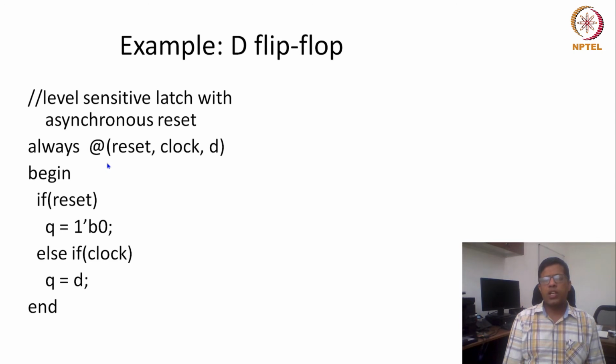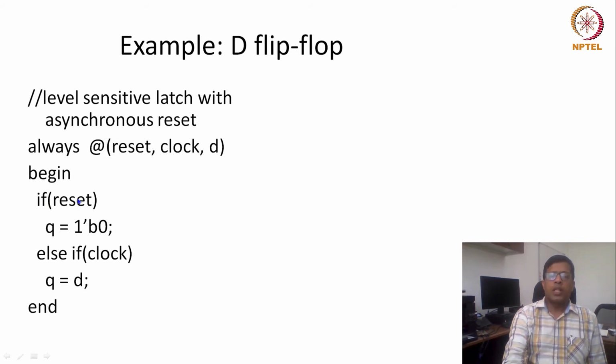So what does asynchronous reset mean? It has the highest priority. Whenever reset is 1, we have to say that Q, my output, is going to be 0. We also have to remember that because we are writing Q, this Q should be of reg type. So whenever reset is 1, output Q would be equal to 0. Remember that if there is no change in the reset, only then we will go to the next block, the else of this if statement.